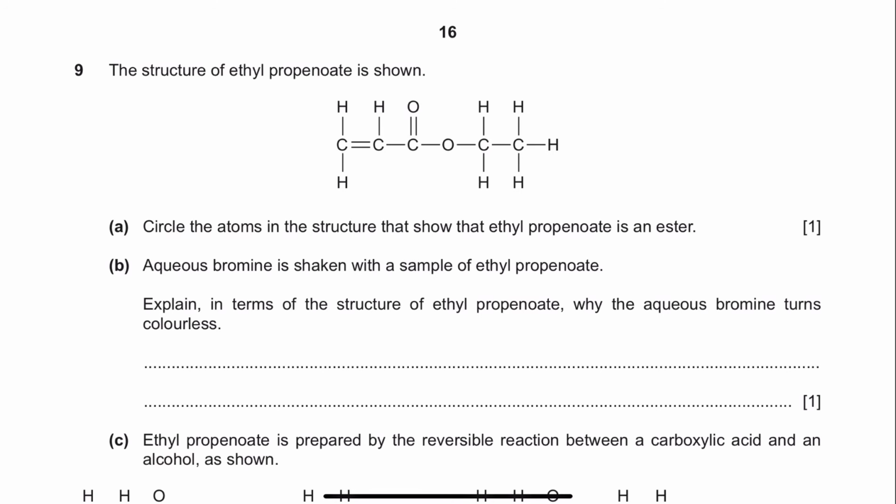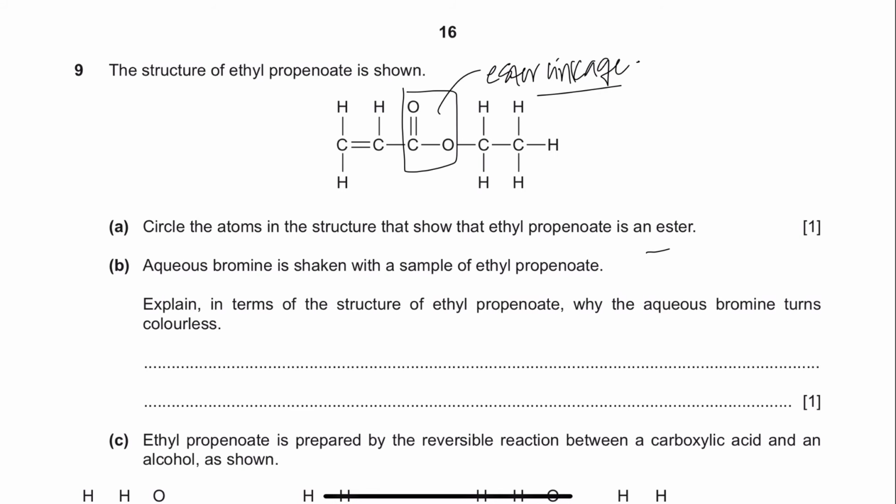The structure of ethyl propanoate is shown. Circle the atoms in the structure that show the ethyl propanoate is an ester. So what is actually showing you that ethyl propanoate is an ester? The ester linkage, right? Yeah, the ester linkage. This is an ester because this is an ester linkage.